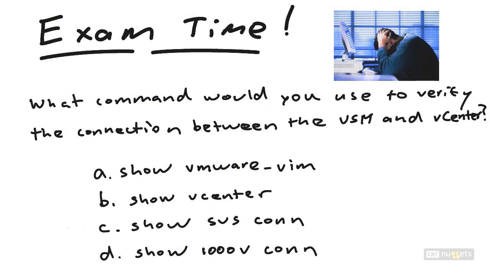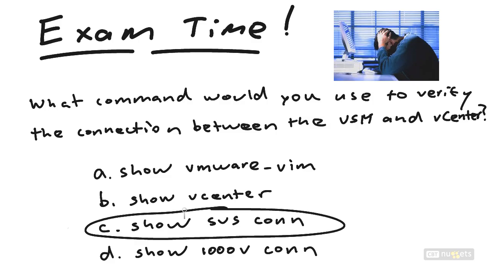So just so we have that warm, fuzzy feeling inside, let's wrap up with a sample exam question from our certification environment. What command would you use to verify the connection between the virtual supervisor module and VMware's vCenter? Would we use show VMware VIM, show vCenter, show SVS connection, show 1000V connection? It is indeed the show software virtual switch connections command that gets it done.